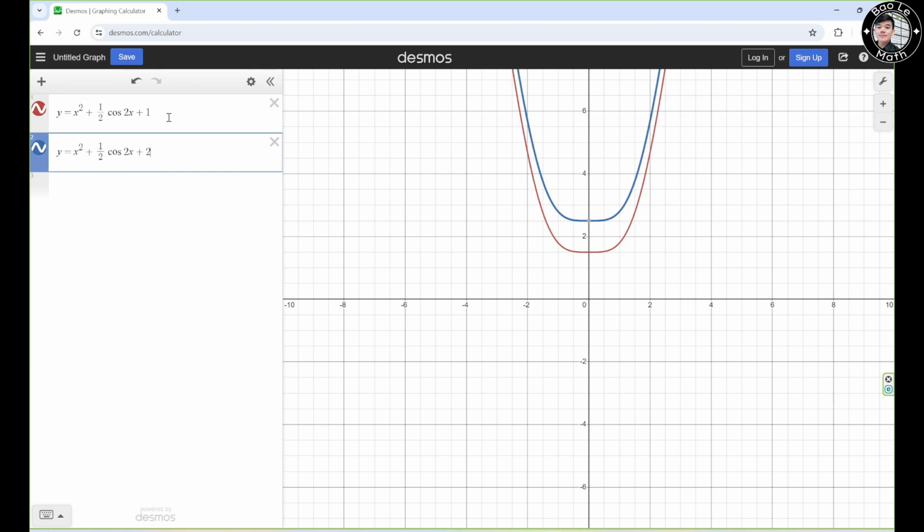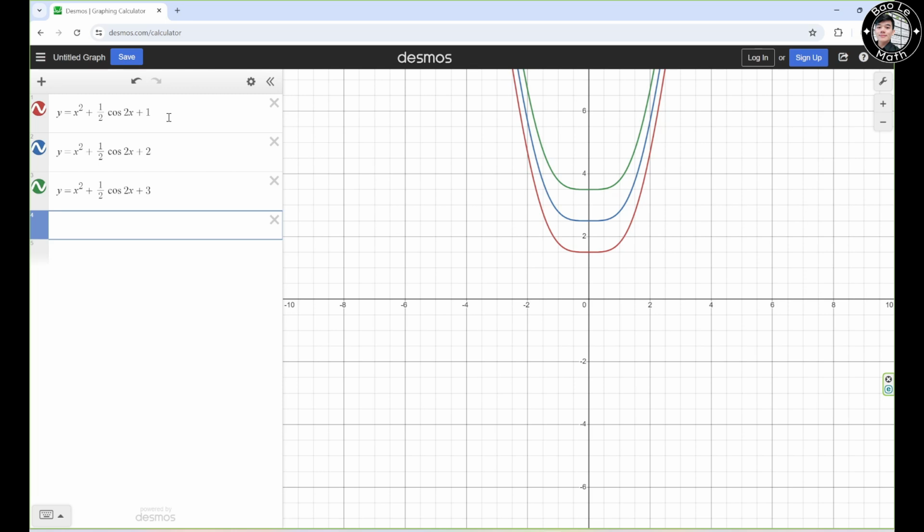Alright, so I keep doing this one. I'm going to add 3. I keep doing this one. I'm going to add negative 1, something like that. Alright, so you see that these curves right here are the set of all solutions to the differential equation.